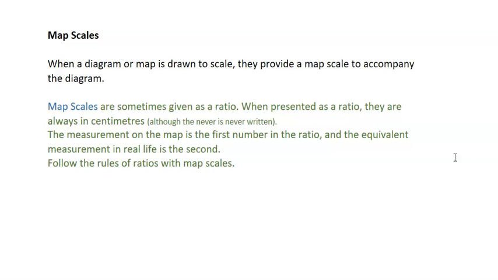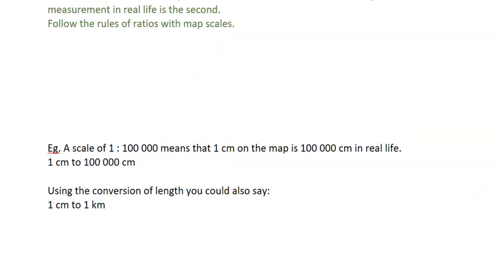And with that ratio, the distance or the measurement on the map is always that first number in the ratio, and then the equivalent measurement in real life is always that second number for the ratio. So let's have a look at an example. A scale of 1 to 100,000 means that that first number is 1 centimeter, and that's on the map. And the second number is again in centimeters, and that's in real life. So that 1 centimeter on the map is 100,000 centimeters in real life. So you could write it as 1 centimeter to 100,000 centimeters.